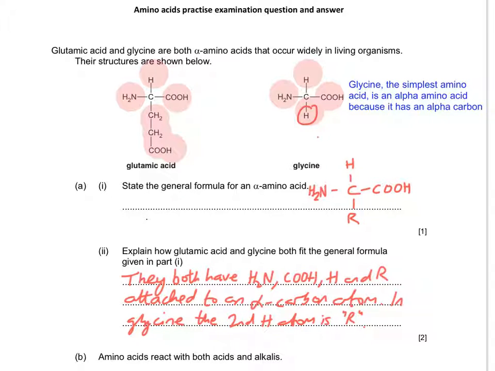So in this case only, just to clarify, R is CH2CH2COOH in glutamic acid.